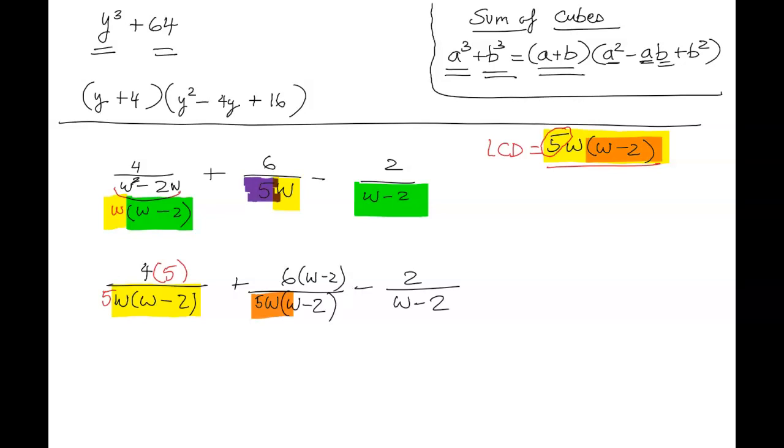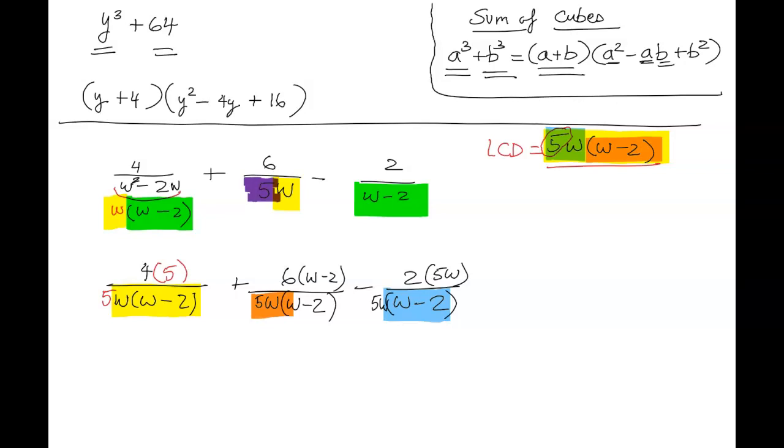Okay? And then again, now, from here, what is missing from the LCD? Well, I'm missing the 5w. And so I'm going to put this in parentheses. I'm going to put 5w here, and then I must include 5w on top if I multiply. Okay? So now, all my denominators look like my LCD. That's perfect. And then everything that I included at the bottom is also included on top.